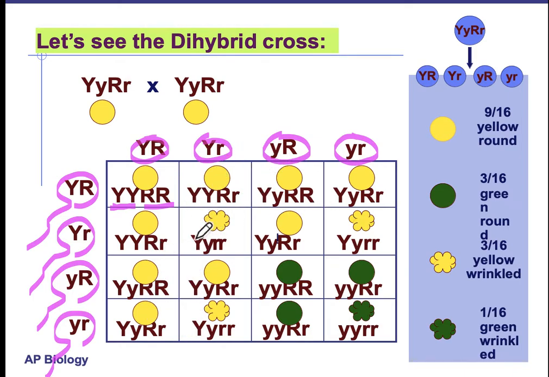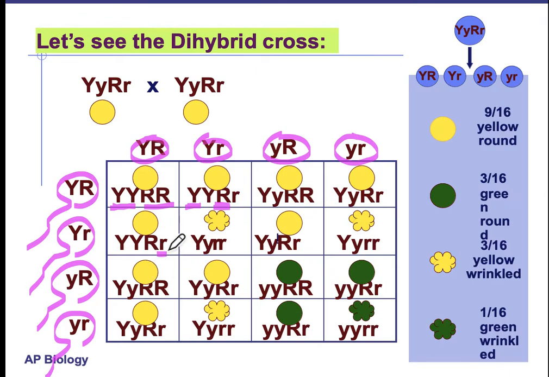That way, when you're reading it, you're less likely to make an error. So when we read these, yellow and round are dominant, but we have a recessive here. But this recessive doesn't matter because with one dominant, you're going to be round. So when you are looking at these, you need to see if you have at least one dominant trait, and then you are going to have that dominant phenotype.